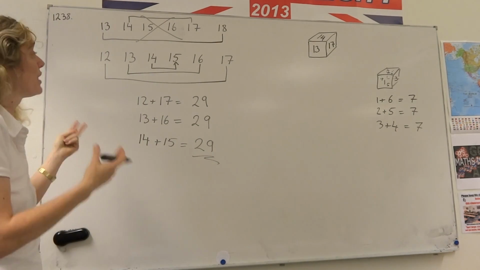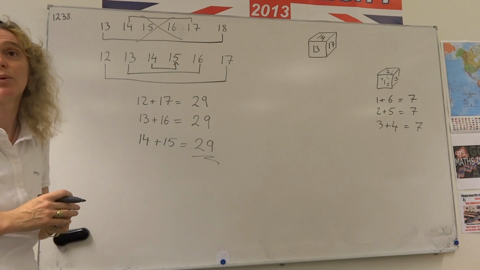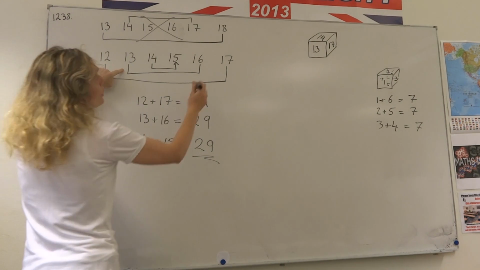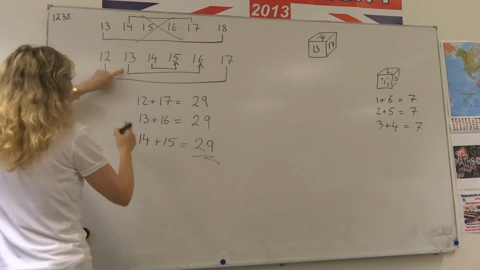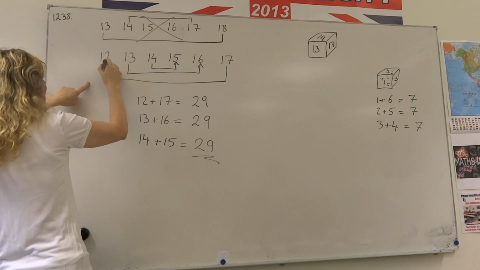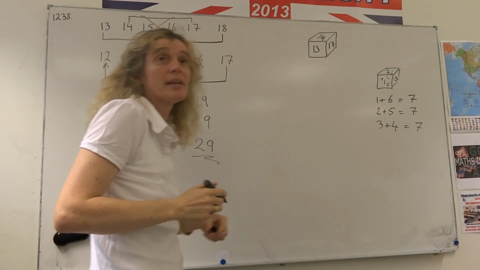So understanding the theory of dice is essential for how you would work out this problem. So the opposite of 13 would be 16. The opposite of 14 would be 15. And the opposite of 17 would be a 12. And that's how you'd solve that one.